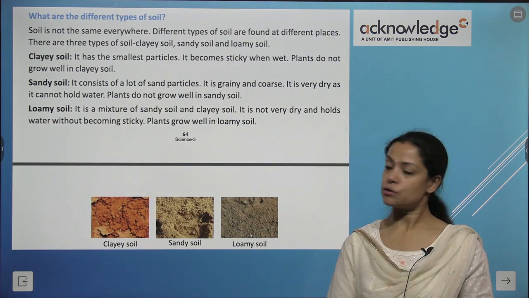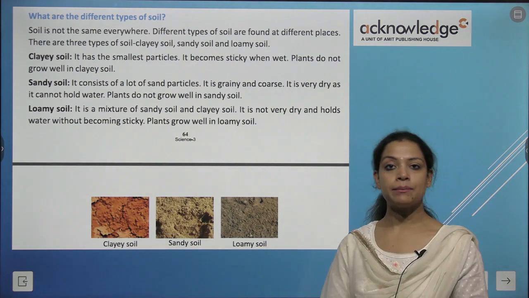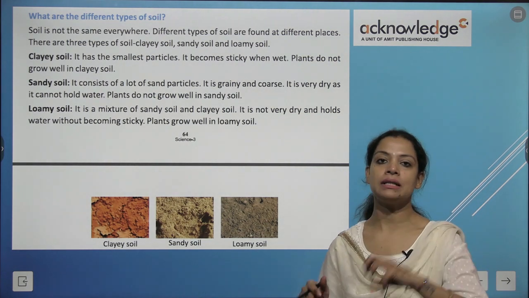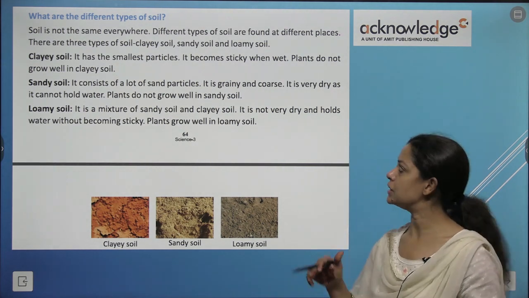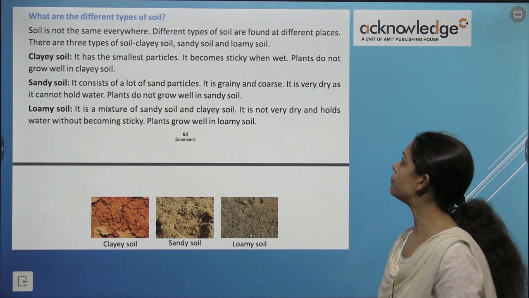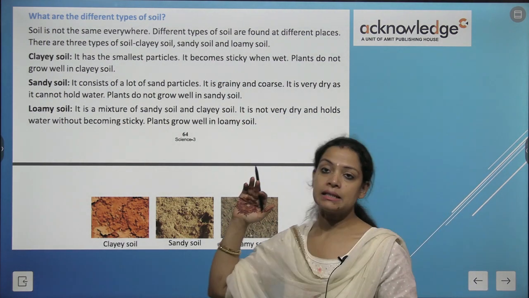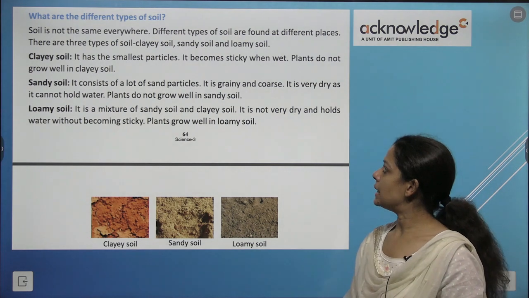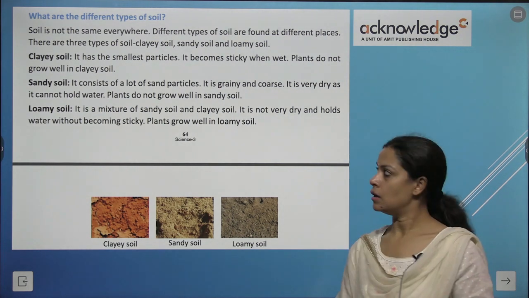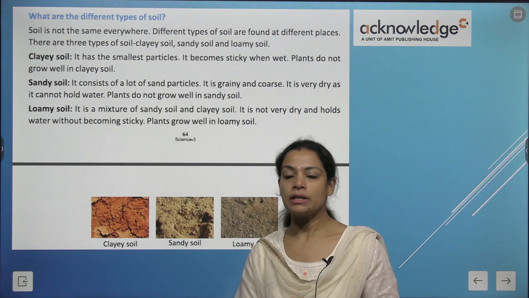What are the different types of soils? Soil is not the same everywhere. हर geographical area में soil same नहीं होता. It differs according to the climatic conditions. Different types of soil are found at different places. There are 3 types of soil: clay soil, sandy soil and loamy soil. So clay soil वो क्या होता है?